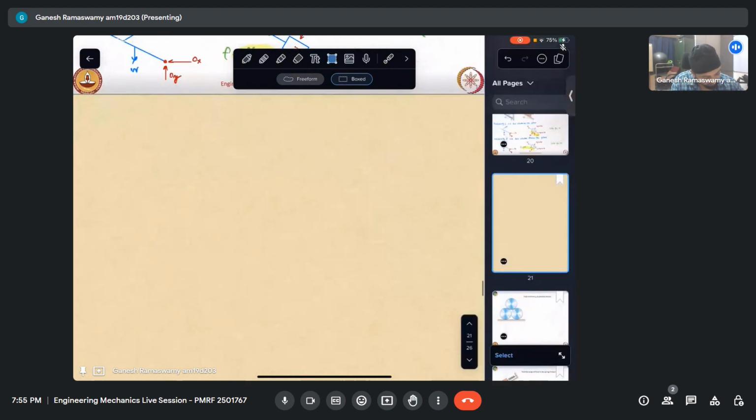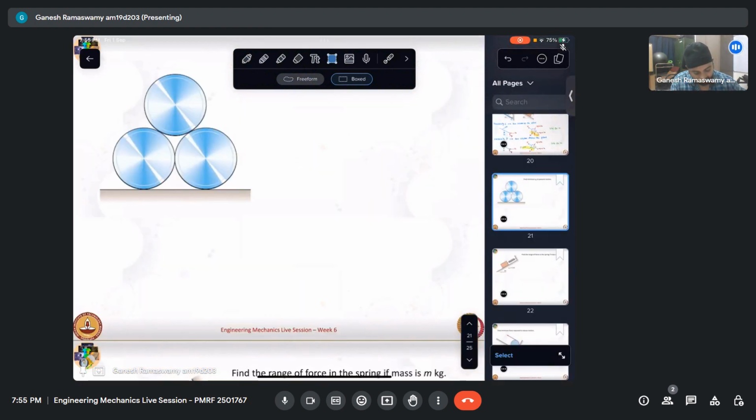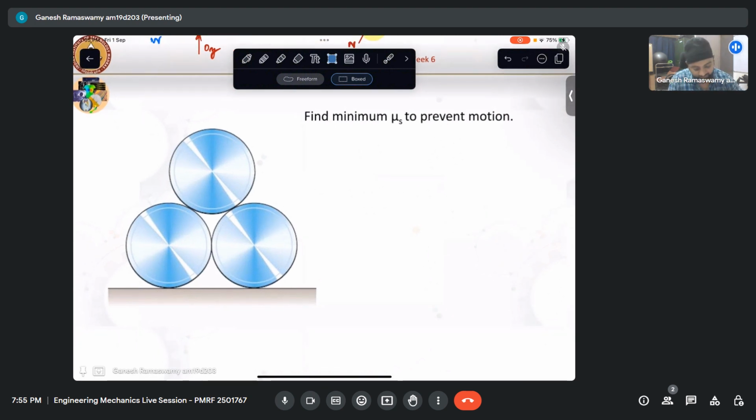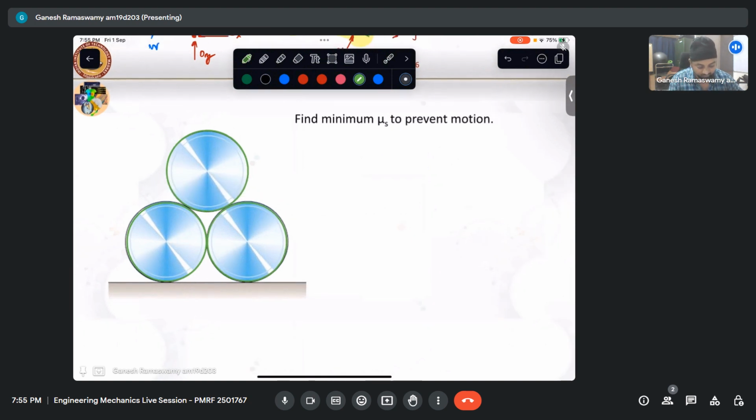So let us look at this question. Find the minimum mu s to prevent motion. So we have three disks like this, which are of equal dimensions. So we have them like that. So the system has to be in equilibrium under some mu s. Considering that mu s is the coefficient of friction at all contact surfaces. One contact surface is this. These are all the contact surfaces, namely 1, 2, 3, and 4.